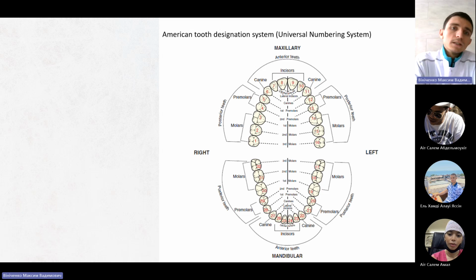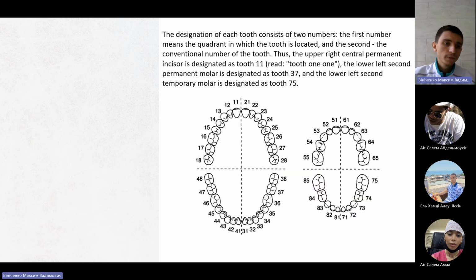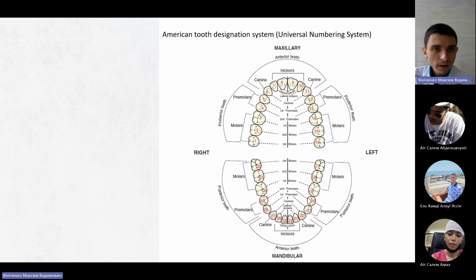This is the American tooth designation system, also called the universal numbering system. In our country, in Ukraine, we don't use the American one. We use a different one, which we talked about before. But here you can see the American tooth designation system. It is important to know this system.